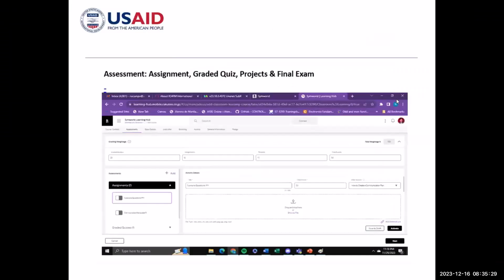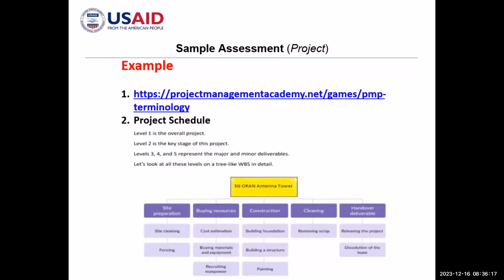As we discuss all the modules in my course, the last topic that was provided to you, if some of you attended my course, is how we do the assessment and the project in the course for managing and operating Open RAN. So there will be assignments provided. There are graded quizzes. Then there are also projects and the final exam. This is the sample assessment that we have covered previously.